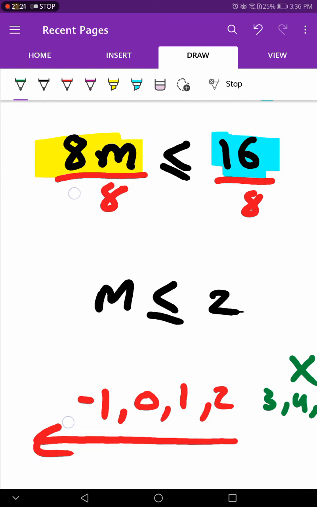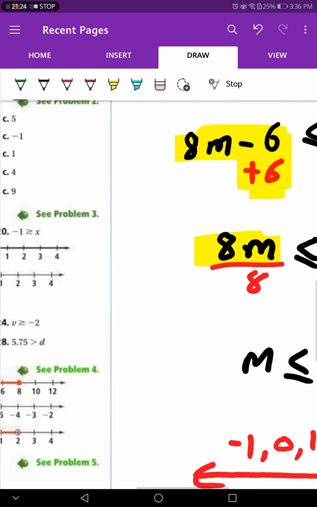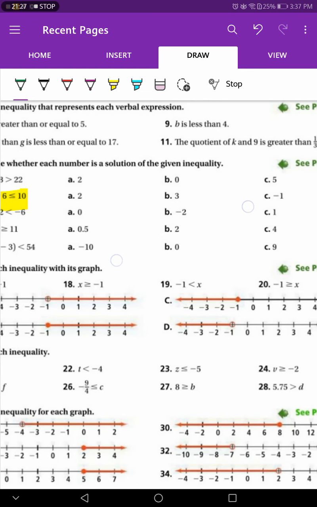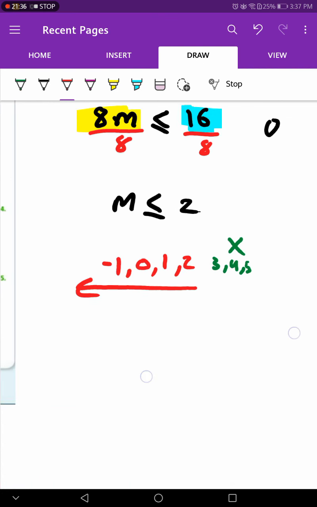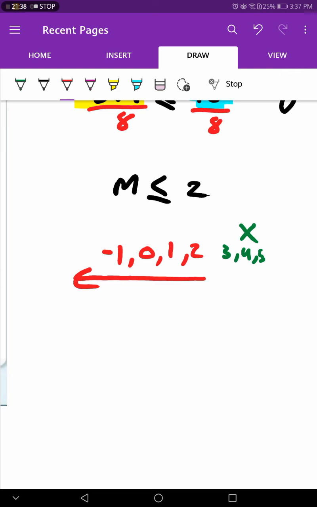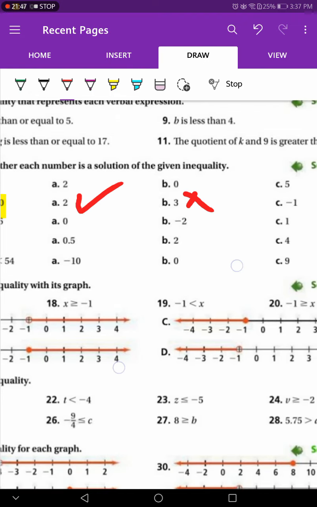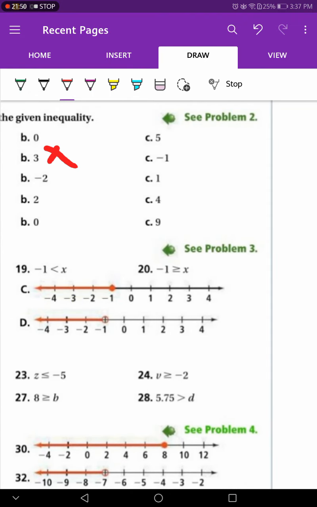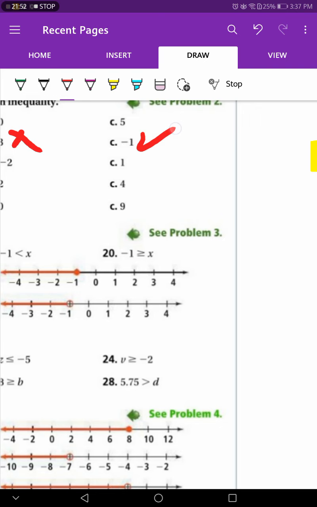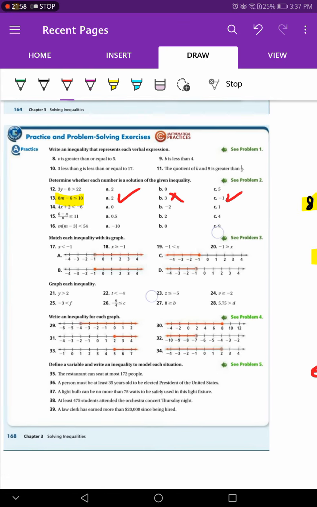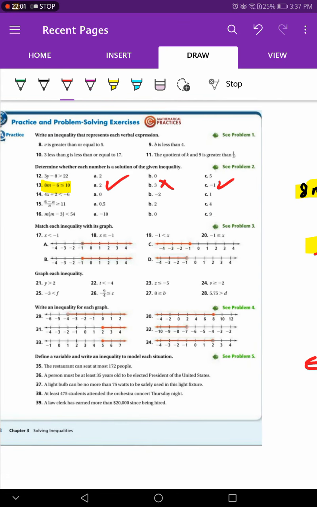So let us scan the values here. 2. It is correct, it is a solution. 3. No. Come back here, m less than or equal to 2. So 3 is not correct, yes? So it is not. Now letter C, negative 1. It is correct. Yes, it is the solution. Okay, Rayyan? Now we learned how to find the solution for any inequality.